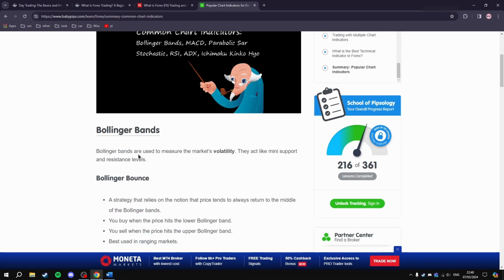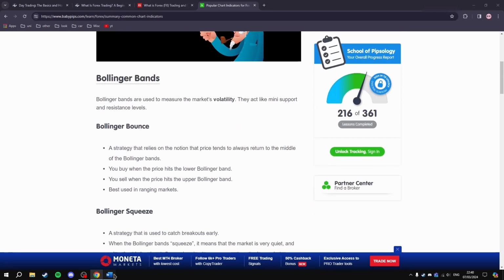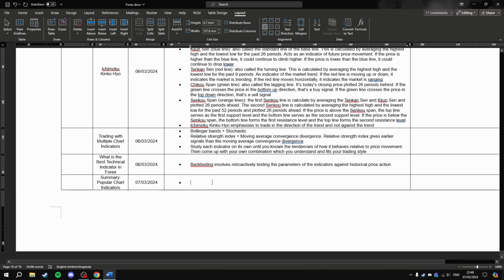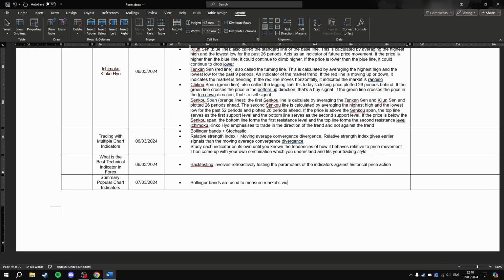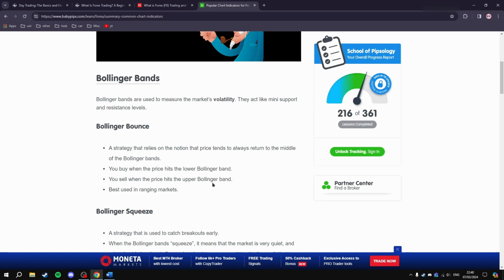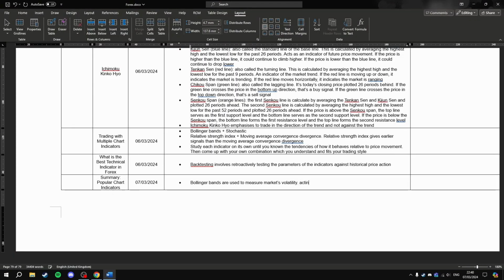Bollinger bands are used to measure the market's volatility, acting like mini supports and resistance levels.